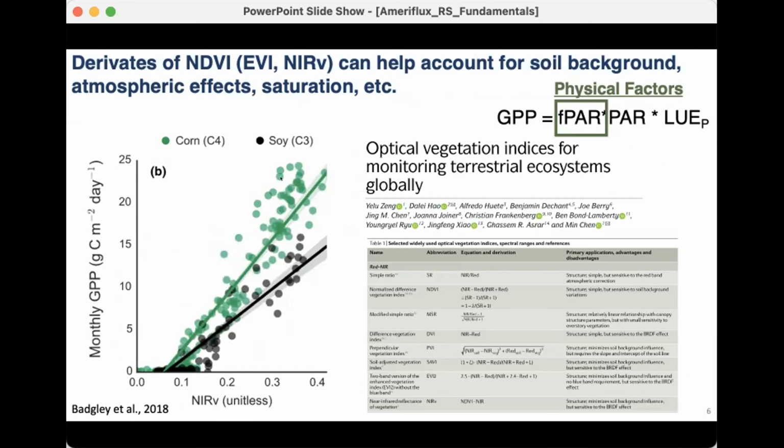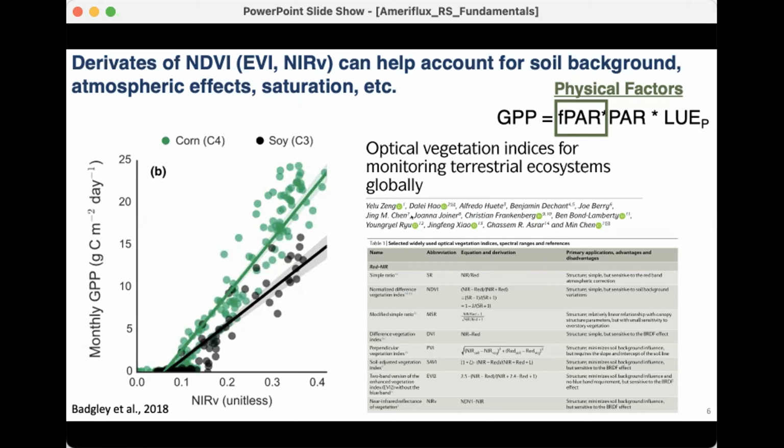Expansions of NDVI, such as EVI or NIRV, can help account for additional nuances in the NDVI signal. So soil background can impact the signal, or atmospheric effects, as well as the saturation that Troy talked about. And so here you can just see NIRV and monthly GPP, which again, NIRV is sort of an expansion on NDVI that also measures greenness, with good correlation between GPP and NIRV. And again, this is because these are corn and soy systems where canopy structure, the amount of chlorophyll, corresponds really well to how much carbon plants are taking up.